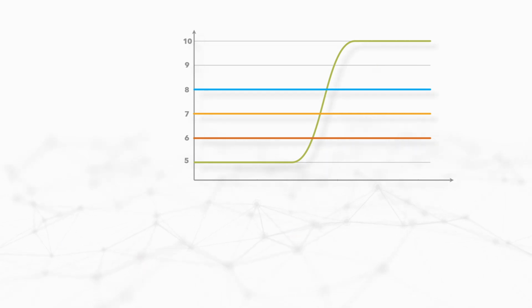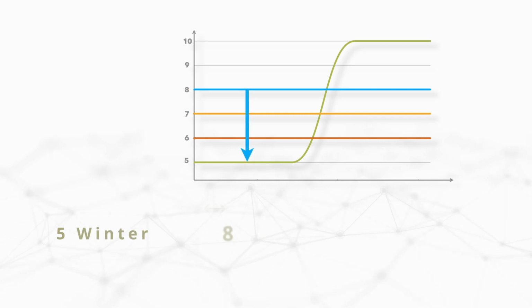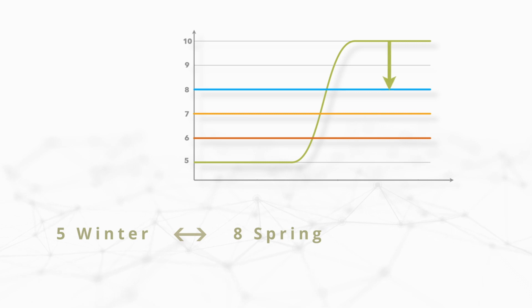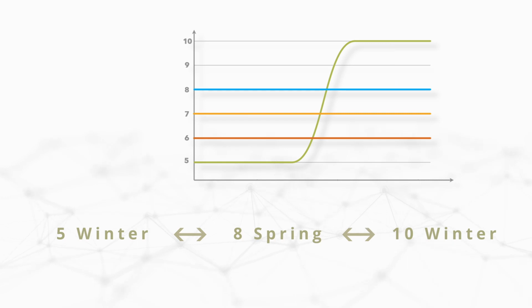Winter investors. Before June, 5 winter tokens were worth 8 spring tokens. With the new prices, 8 spring tokens are worth 10 winter tokens. An investor with 5 winter tokens who anticipated the change of seasons would have traded them for 8 spring tokens before June, and would trade those 8 spring tokens for 10 winter tokens today.